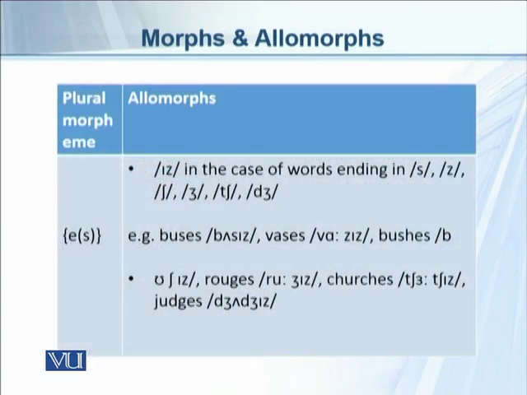So for example, if we take the plural morpheme, that is s or es, generally in orthography we add s or es, right? So we pronounce it as iz when the word ends with sounds like s, z, sh, zh, ch, and j. For example, we have bus, which ends in s, and we add es to it and we pronounce it as buses. Similarly, vase, vases, brush, brushes, rouge, rouges, church, churches, judge, judges. So we can see how differently we pronounce these sounds.